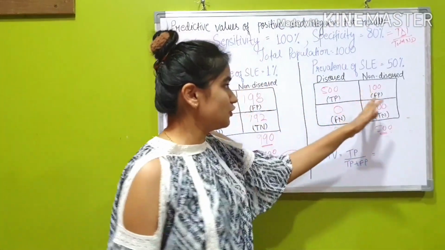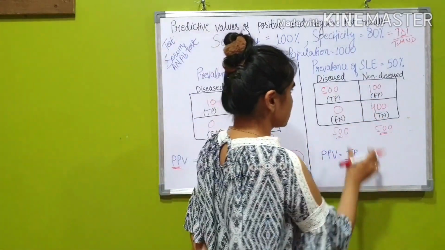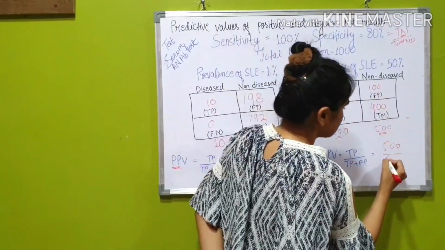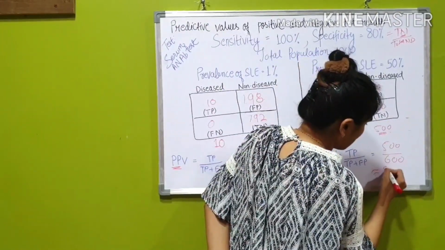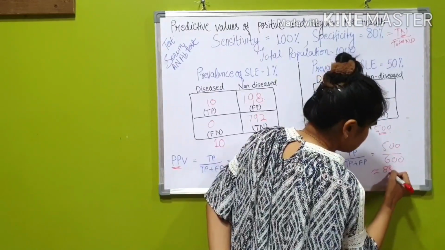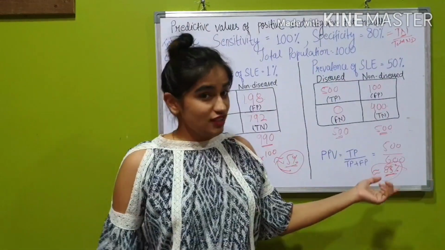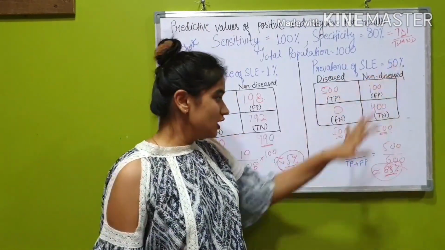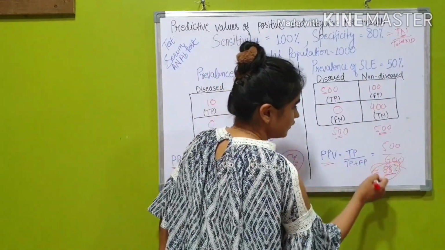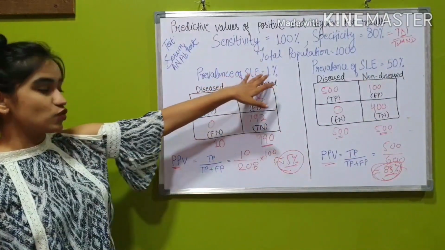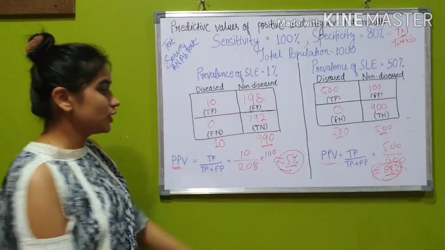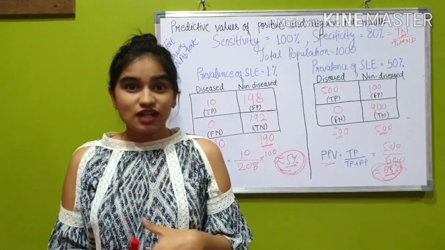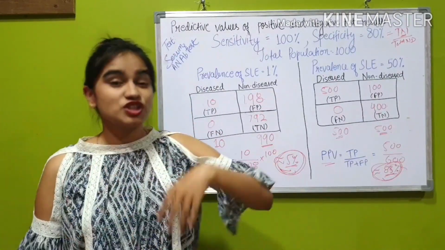Calculating the positive predictive value for this test comes out to be true positive, that means 500, upon true positive plus false positive, that means 600. So this is almost equal to 83%. Now we can see over here clearly that in the population in which the prevalence is 50%, the positive predictive value is 83%. And where the prevalence is 1%, the positive predictive value is 5%. So this proves that predictive value is a factor of prevalence and it will change with change in prevalence.